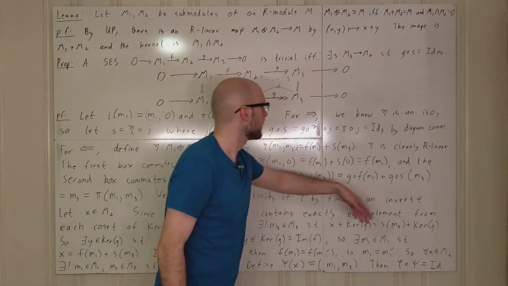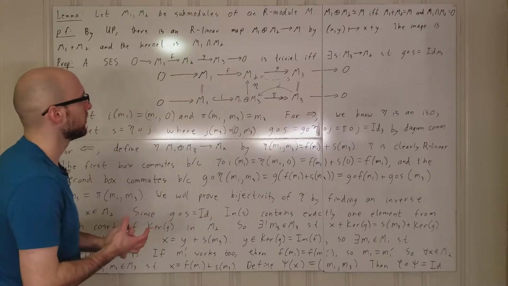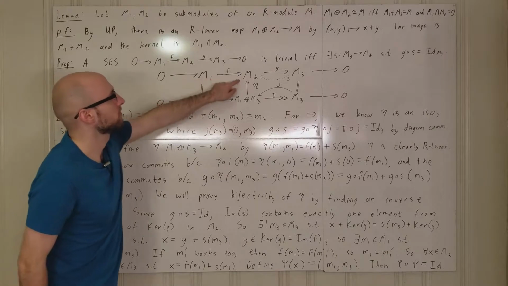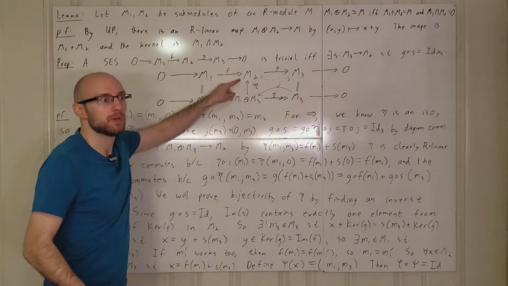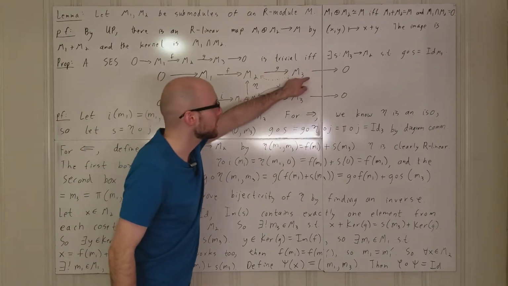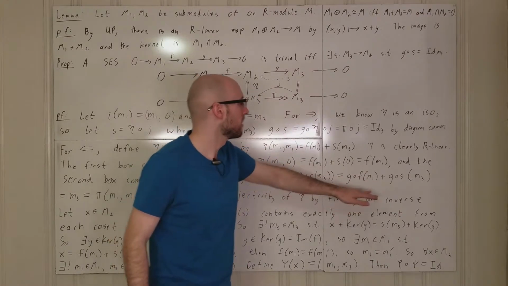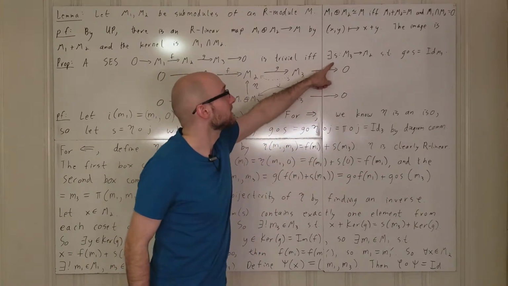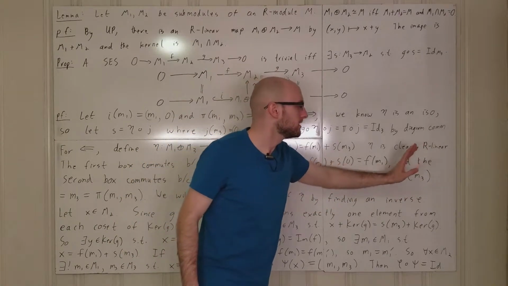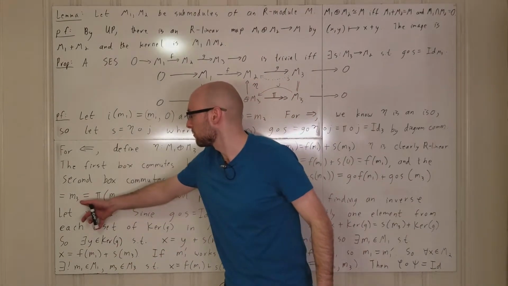Now what is G composed with f? We are assuming that this is a short exact sequence. So if you start with anything in M1, then after you send it through f, we're going to be in the image of f, but because this is a short exact sequence, that's the kernel of G. So if you send it through G, it's going to become 0. So G composed with f of m1 is 0. How about this? We assume that s is a splitting, and so that means precisely that G composed with s is the identity map. And so when you send M3 through here, all we're going to be left with is M3.